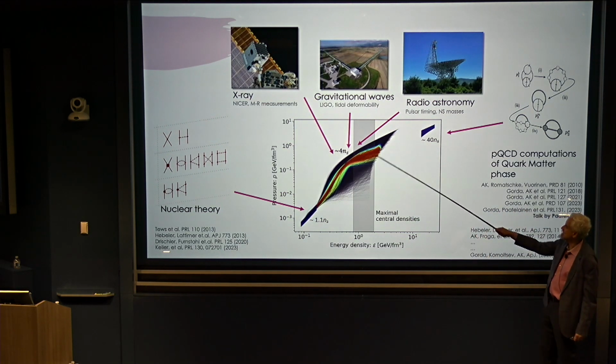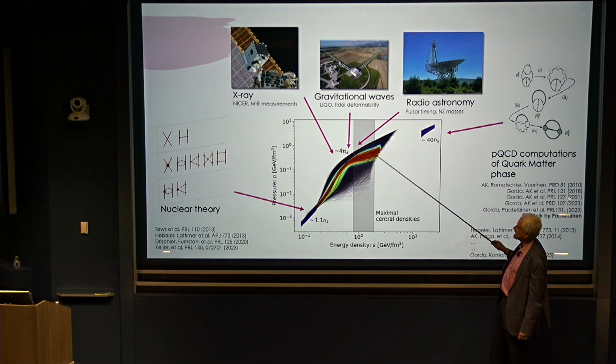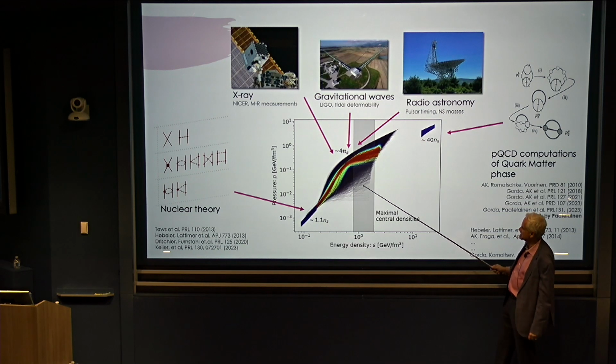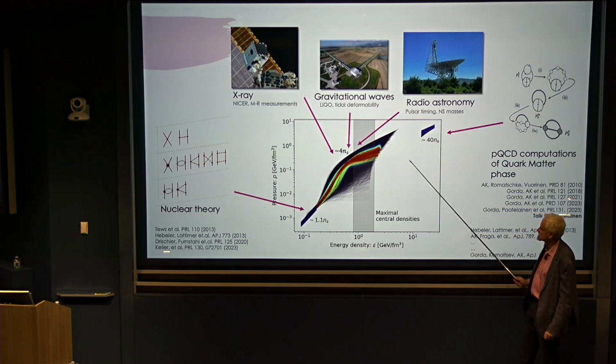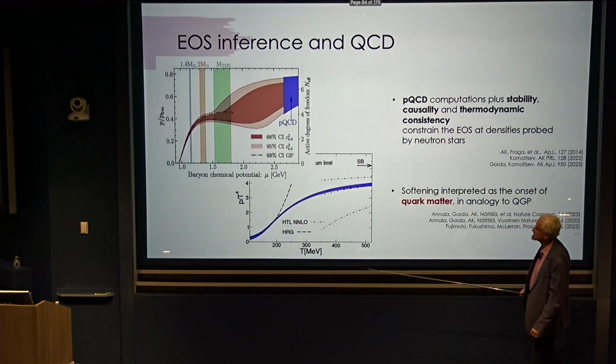From all of these astrophysical sources, the best available knowledge about how the pressure of the matter inside of a neutron star depends on its energy density looks like this. What can we learn from this? I'll skip this and go to this one.